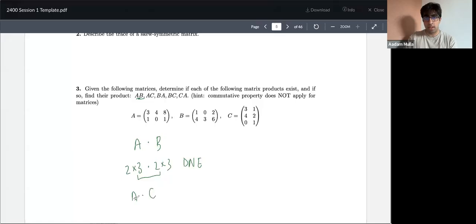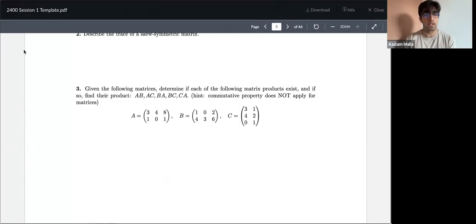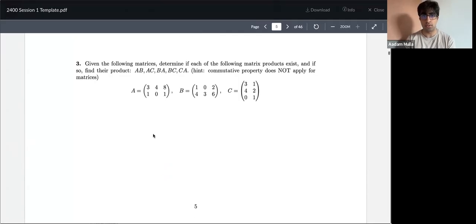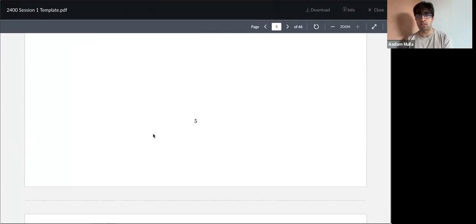A multiplied by C, let's do that one. A is 2 by 3, and C is 3 by 2. These match, so this does exist, and the output is going to be a 2 by 2 matrix. You can obviously go through the calculations, and you can check your answers when we post the solutions. Any questions on that chapter in the chat?